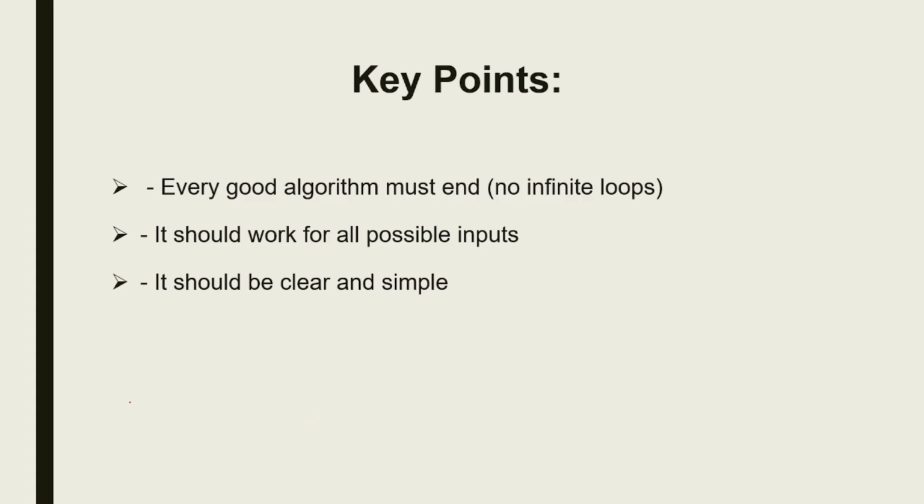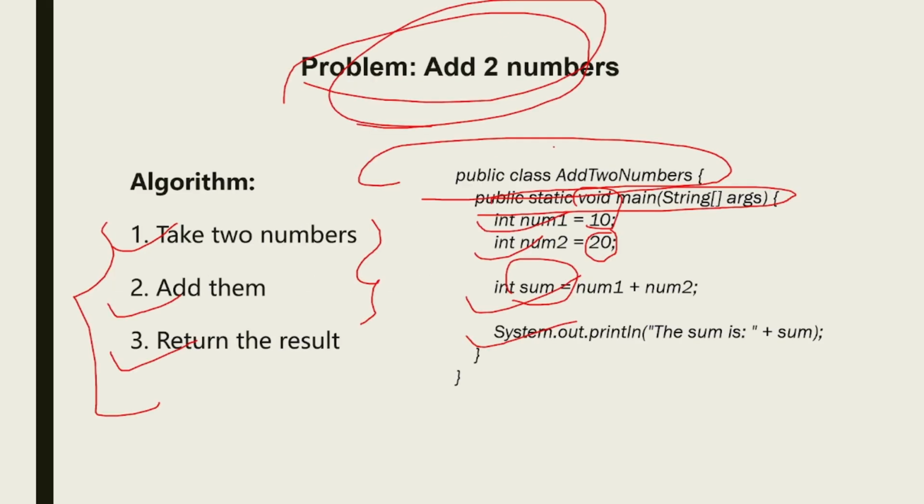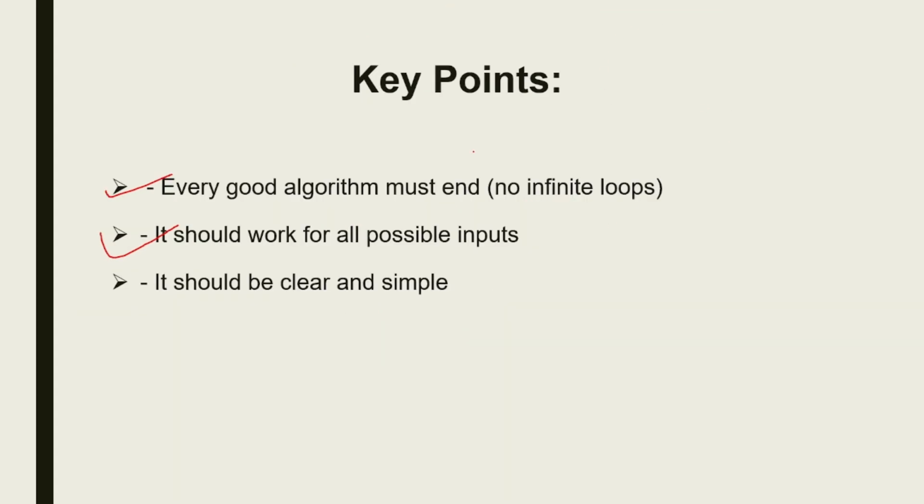Next, key points: what is necessary for a good algorithm? First, every good algorithm must end, with no infinite loop. And the second point is it should work for all possible inputs. In adding two numbers, we used 10 and 20, but the numbers can be different, like 30, 40, 50, 60, and 1, 2, 0, 1. This algorithm should work for all numbers, whether 1000, 2000, or 0, 1. It can be anything. So it will work for all inputs. This is a property of a good algorithm.